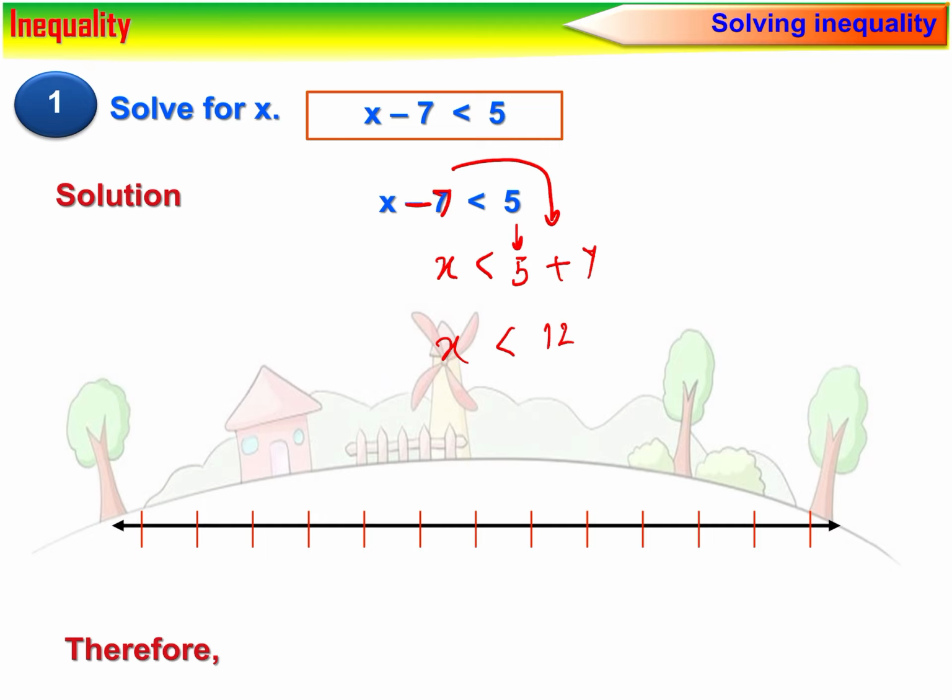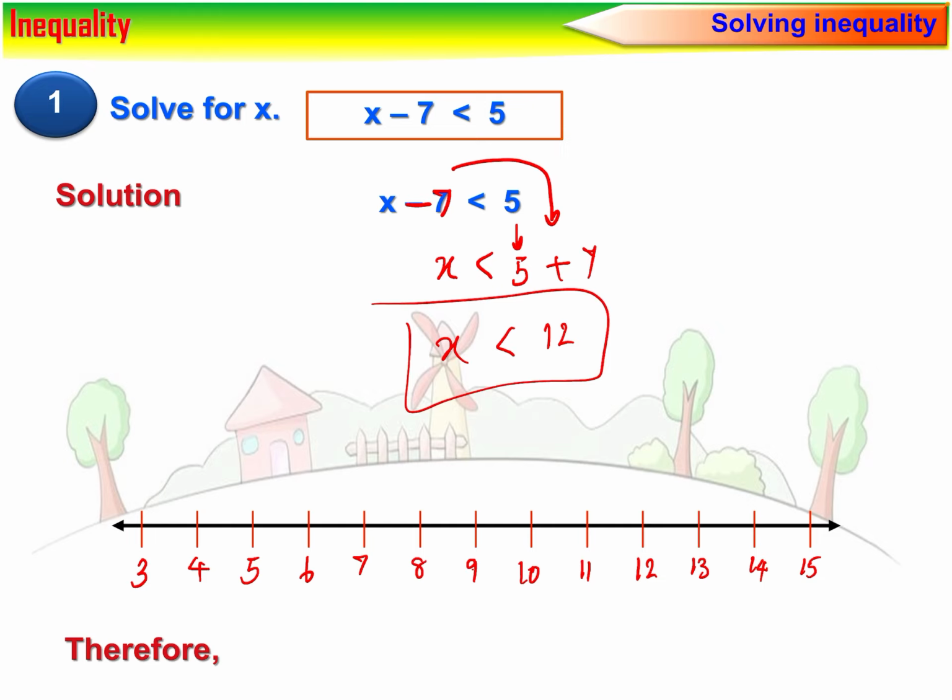Then you draw the graph. You have x equal to 12, so you can put like, maybe I can put 12 here. And this one 13, 14, 15. 13, 11, 10, 9, 8, 7, 6, 5, 4, 3, right? Look at this.